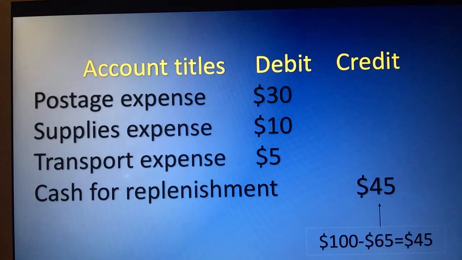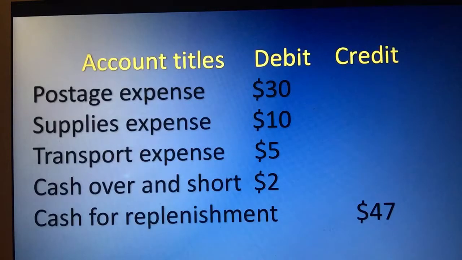However, this amount may not always be equal if a mistake has been made in accounting records. Let's say we added our expenses to equal $47. We now have $2 unaccounted for. Cash over and short is the account created to record this amount. This account can have both a debit and credit balance. In this instance, it's debit.